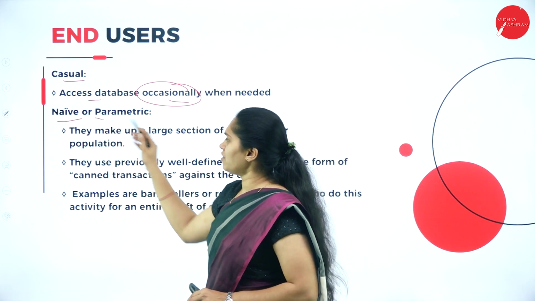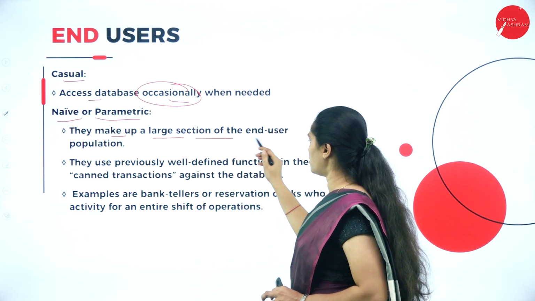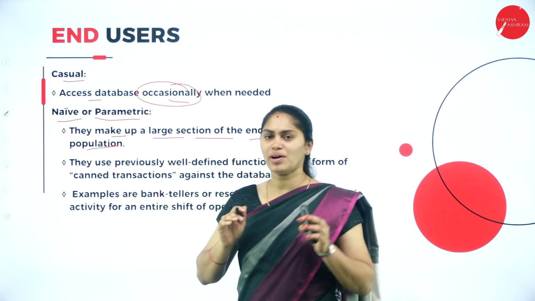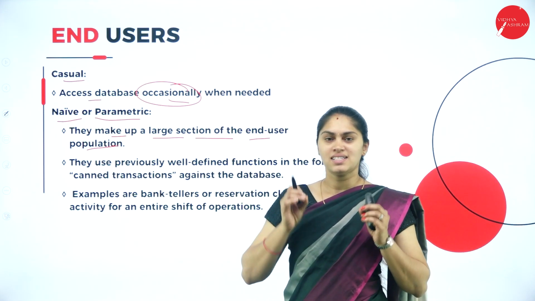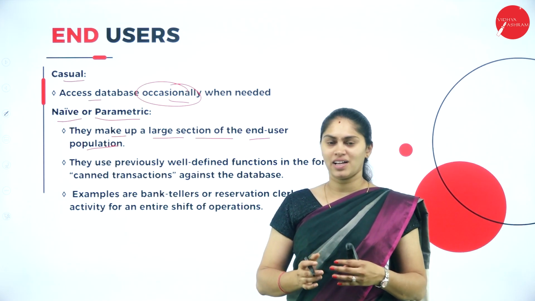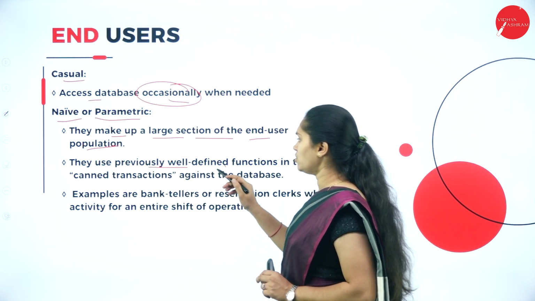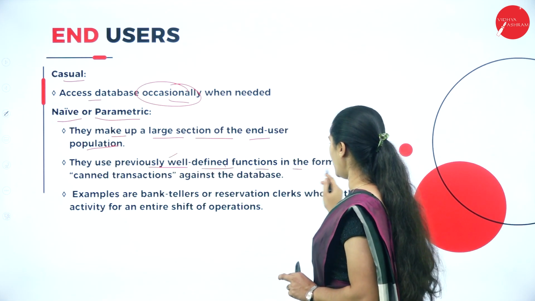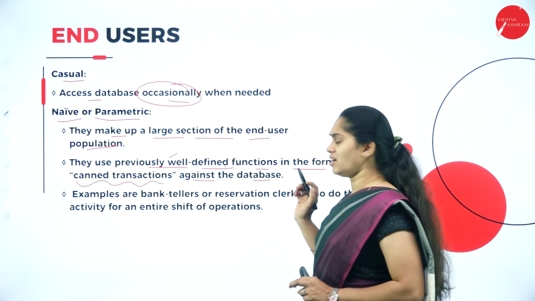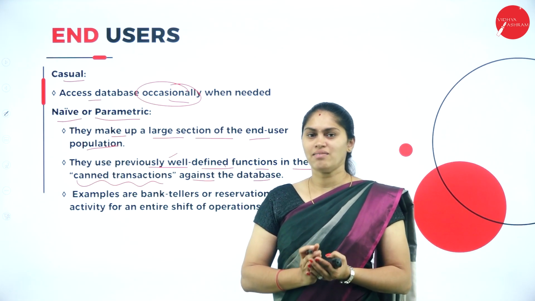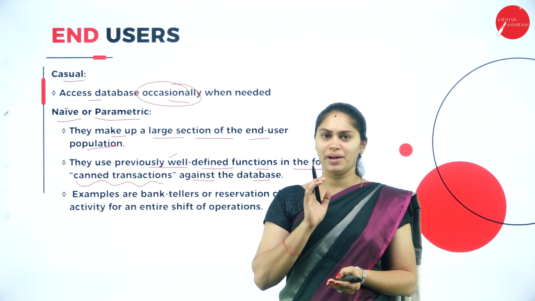Next, what we have? Naive or parametric users. These make up a large section of the end user population. Why? Because naive or parametric end users are going to use a database regularly. They do the same task, the same database operation, and they have a previously well-defined function in the form of canned transactions against the database. So already they have a set of predefined, well-organized transactions. Only those transactions should take place.